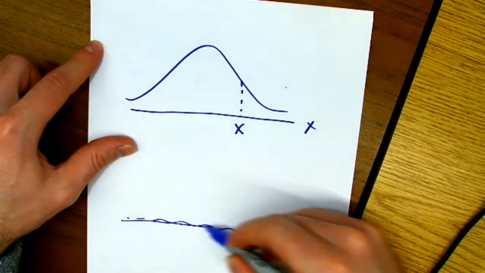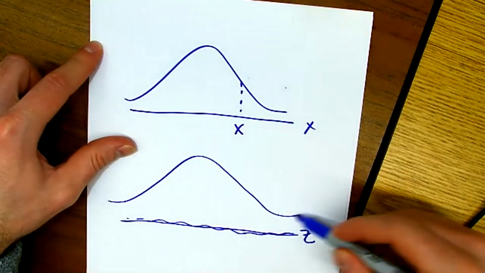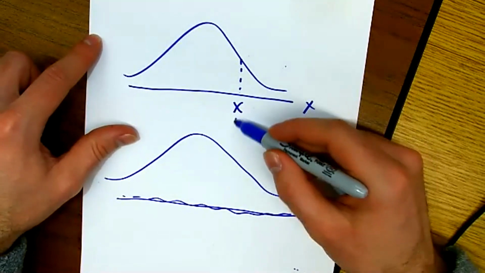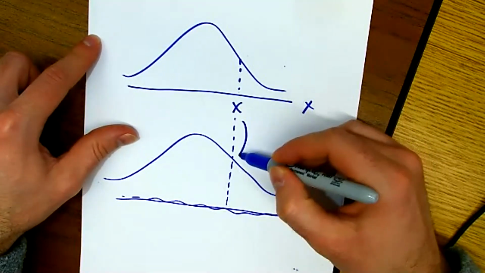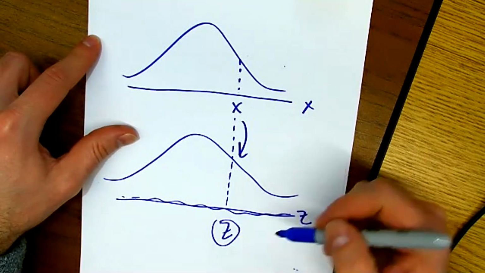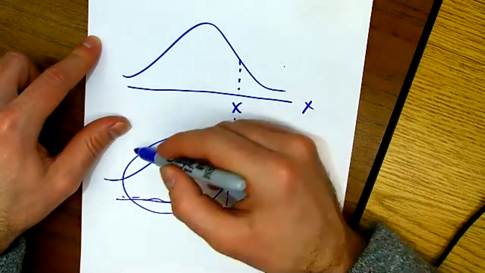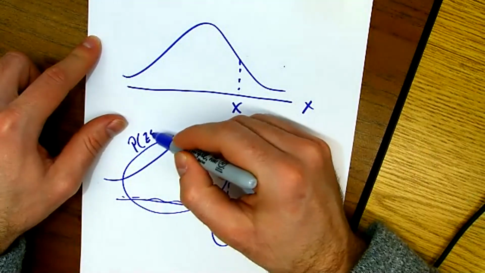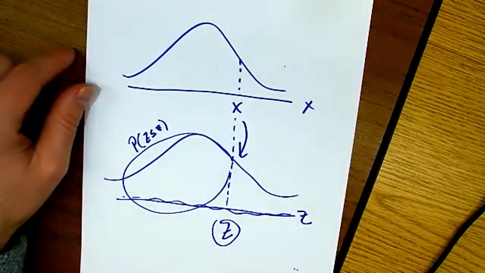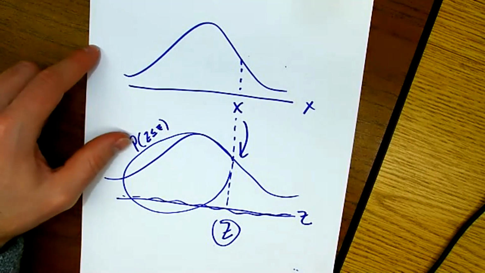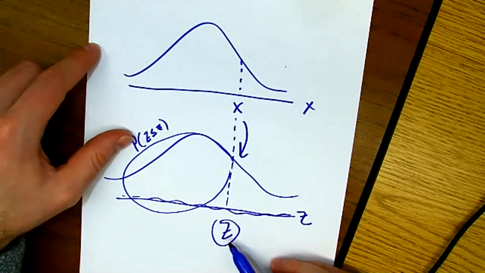I don't know why I drew that like this. We were then converting that into a z-score, and from that z-score we were finding the probability that Z was equal to that or something lower, right? Z was less than or equal to this specific z-score.